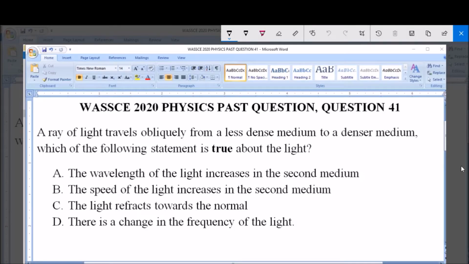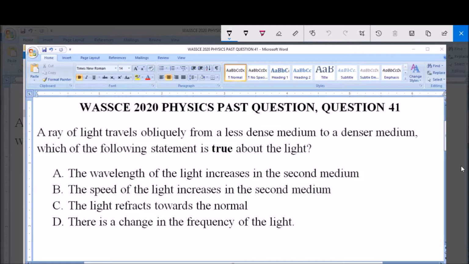I will be answering WASSCE 2020 Physics Past Question, question 41. A ray of light travels obliquely from a less dense medium to a denser medium. Which of the following statements is true about the light? A. The wavelength of the light increases in the second medium. B. The speed of the light increases in the second medium. C. The light refracts towards the normal. And D. There is a change in the frequency of the light.